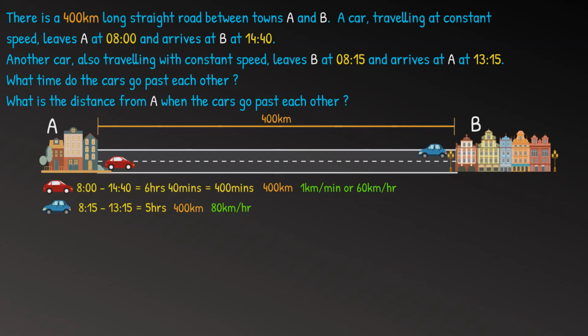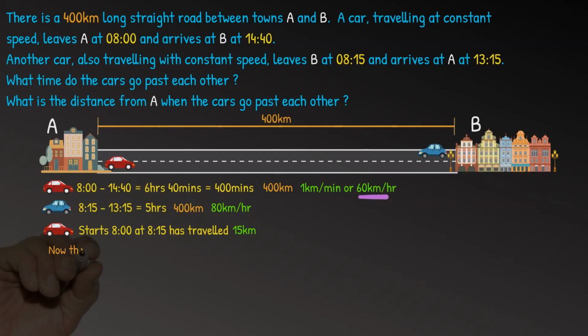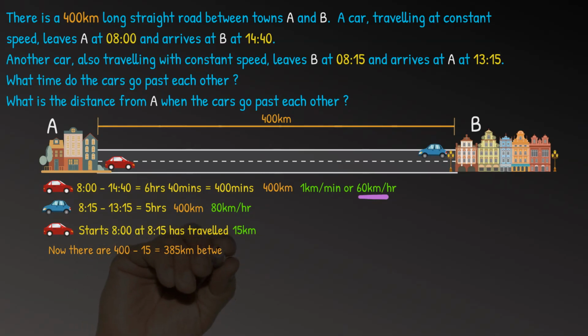But first we need to work out how far car A has travelled in the first 15 minutes before car B starts. Now car A is travelling at 60 kilometres per hour, so it's going to travel 30 kilometres in half an hour and 15 kilometres in a quarter of an hour. So if car A starts at 8 o'clock, at 8:15 it's travelled 15 kilometres. Now if we subtract the distance already travelled, 15 kilometres, from 400 kilometres, we now get the distance between them, which is 385 kilometres.